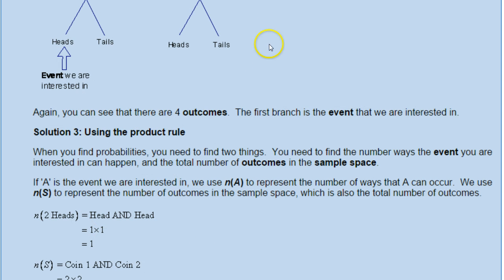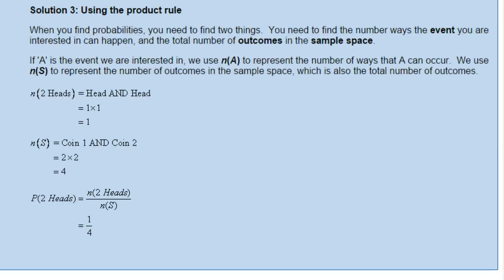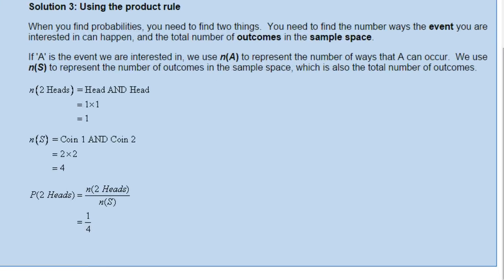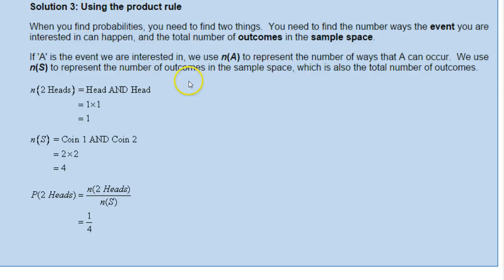And then the final solution, the third solution, is one where we use the product rule. Again, I want to highlight the use of the term sample space, and I also would like to point out how we write the event that we're interested in. n(A) is the number of ways that event A can occur, and n(S) represents the total number of outcomes in that sample space.